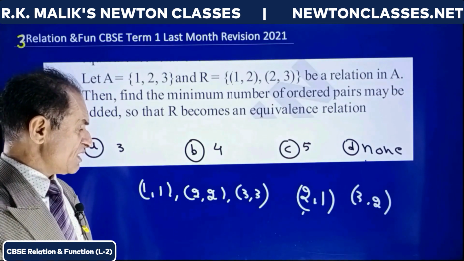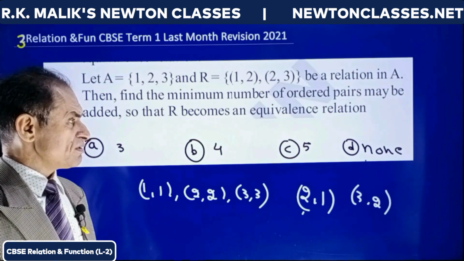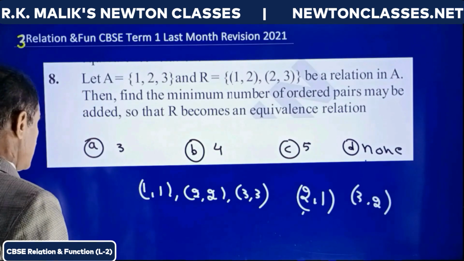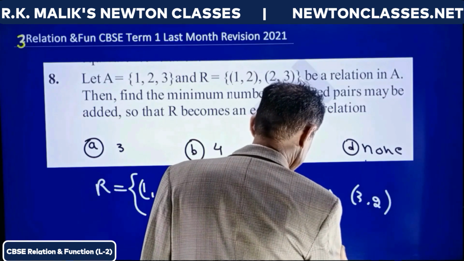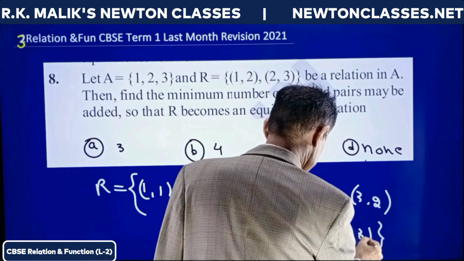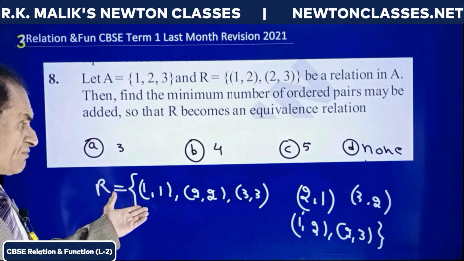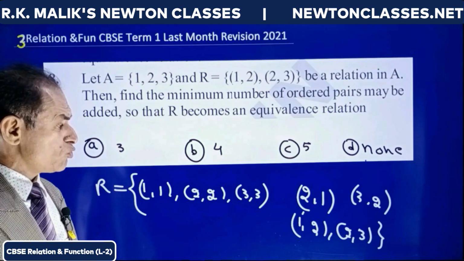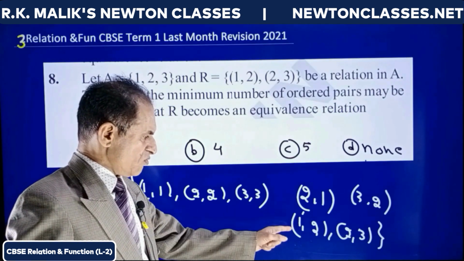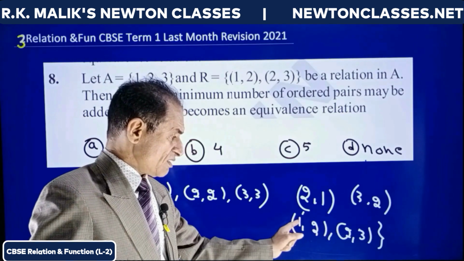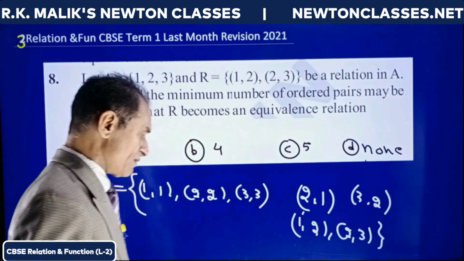And now we will check, after adding all these 5 elements in R, whether it has become transitive or not. And hence this new R is this, and (1, 2) and (2, 3). It is clear that this is reflexive also and symmetric also. And to check the transitive nature of this, it is clear that (1, 2) is there, (2, 3) is there, then according to the condition of a transitive relation, (1, 3) must be there in R.